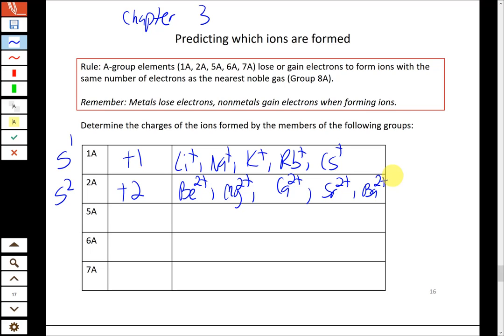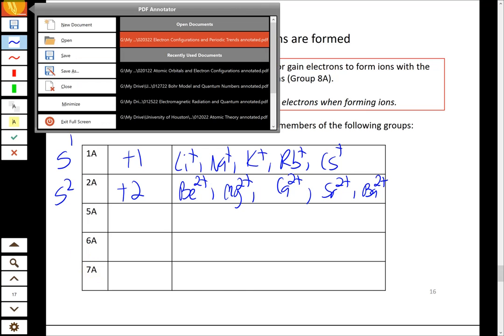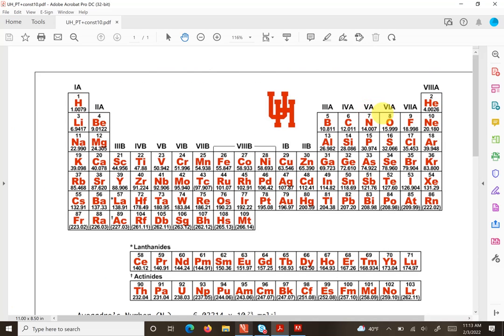If we go to the non-metal side of the periodic table, group 5, group 6, and group 7, so that's going to be these columns here, 5A, 6A, and 7A, being the nitrogen, oxygen, and fluorine columns. Those ones, it's easier for them to gain electrons to get to noble gas configuration. So they're closer to the noble gas by gaining electrons instead of losing electrons. So the nonmetals tend to gain electrons and form anions.